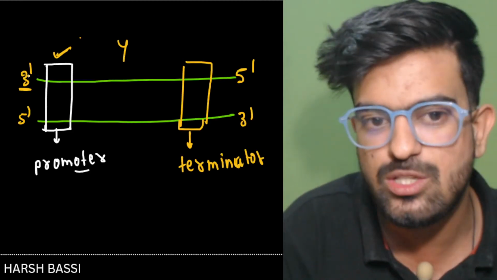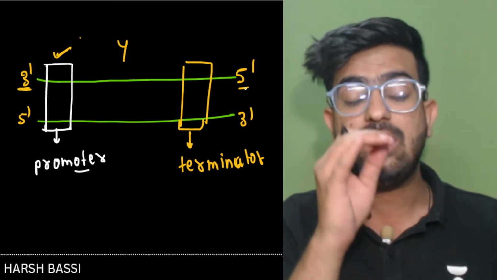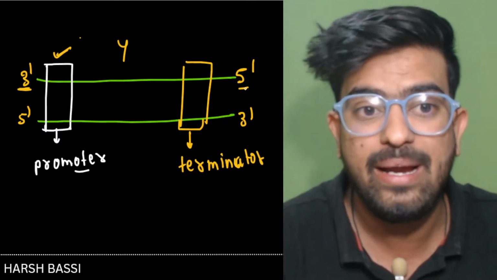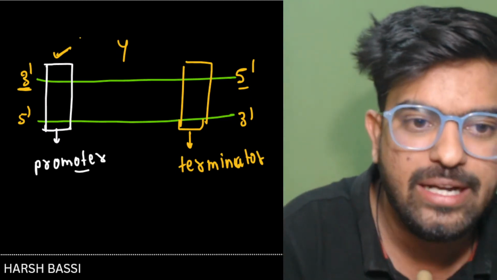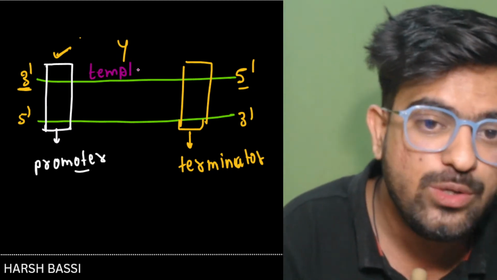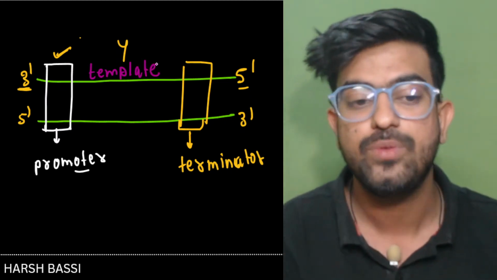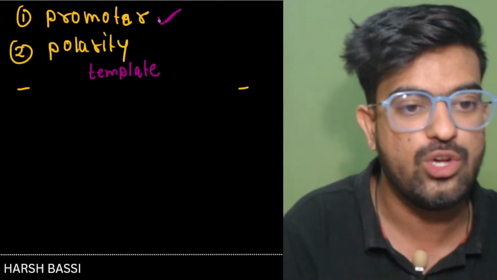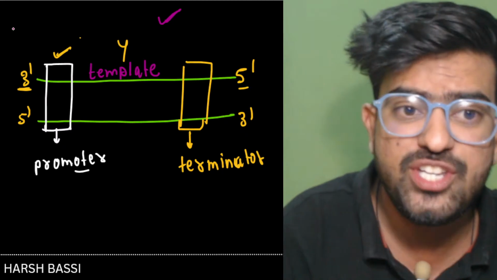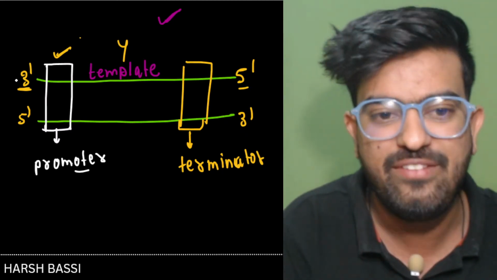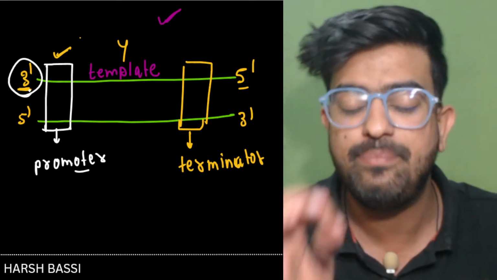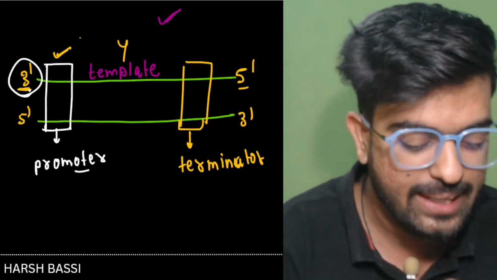So see here, this is 3 prime to 5 prime. The DNA strand which has the polarity from 3 prime to 5 prime is called the template strand. How did we recognize that? We saw the position of the promoter, and after that we checked the polarity of the strand. If the polarity of the strand is 3 prime to 5 prime, then that strand is called the template strand.